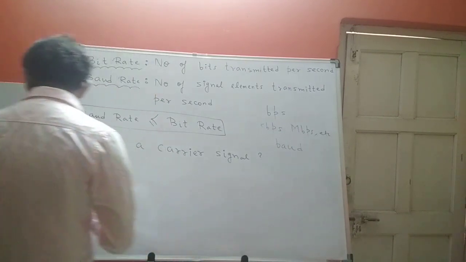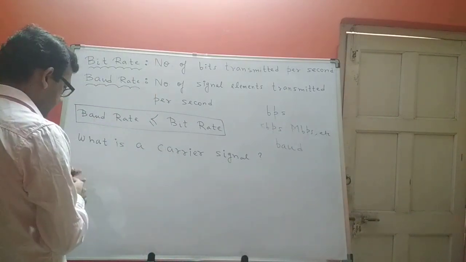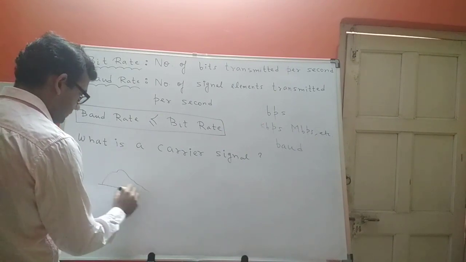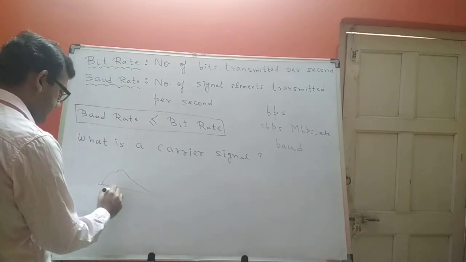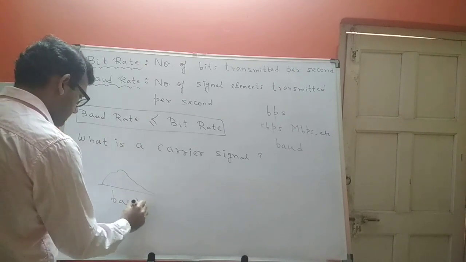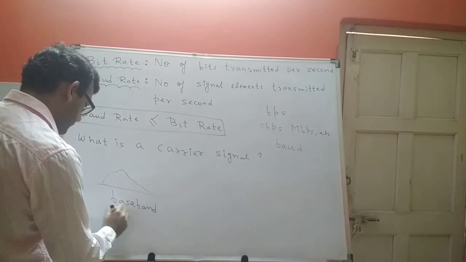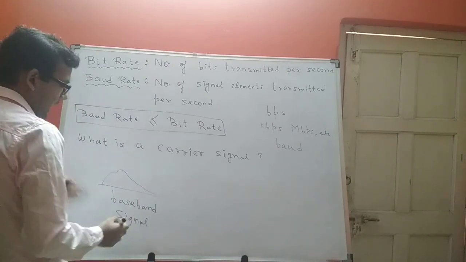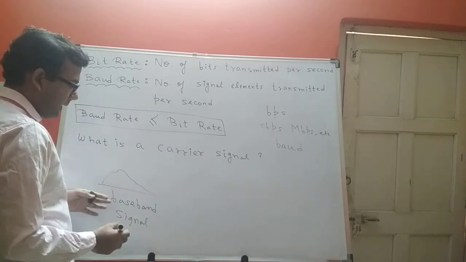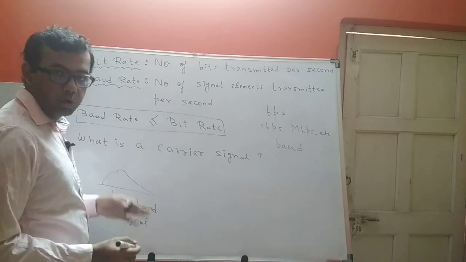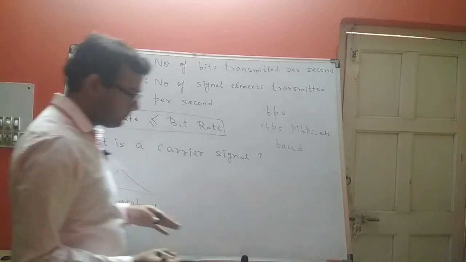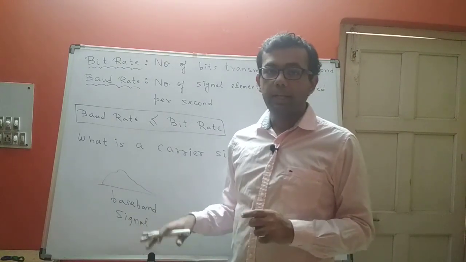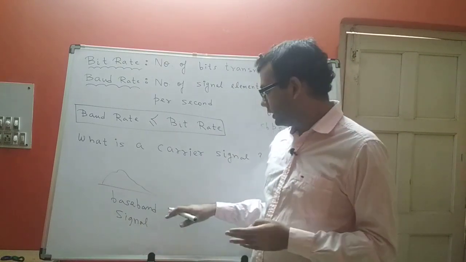So what happens is you have your original signal. Let's say the original signal is in this form. This is your original signal and this is called a baseband signal. Now what happens is, as you can see, the frequency of this baseband signal or this unmodulated signal. What is a baseband signal? Baseband signal is your analog signal in its original form when it has not been modulated. So this is your baseband signal.